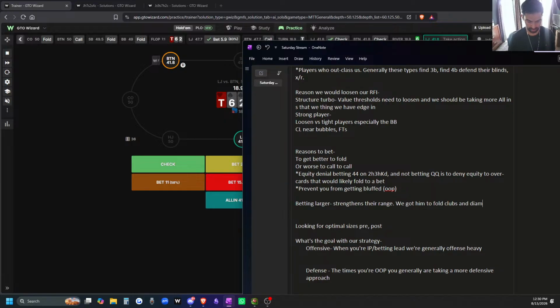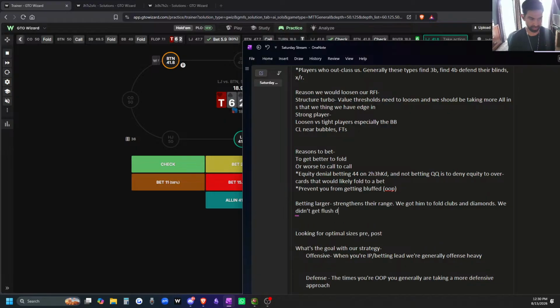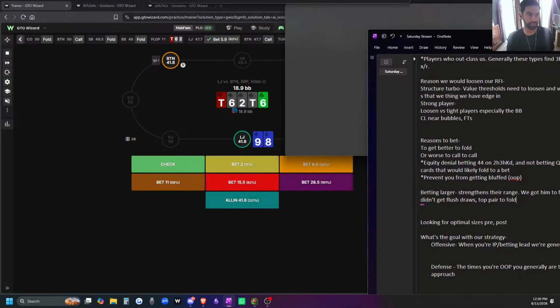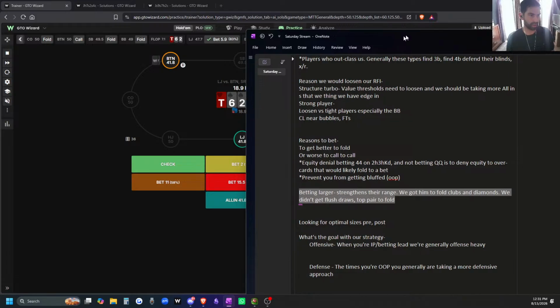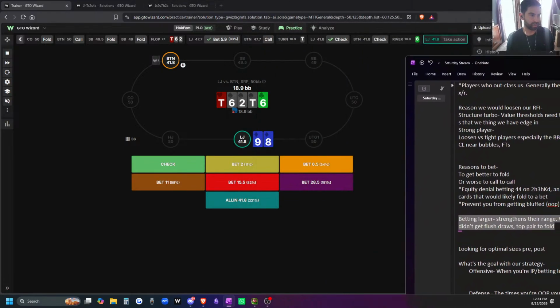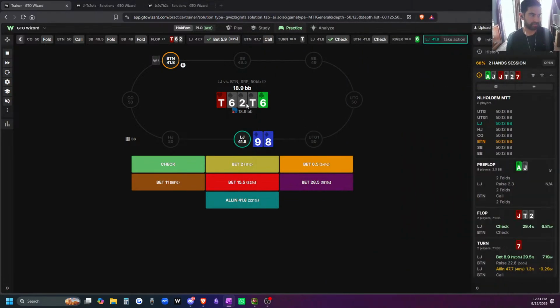So it's not like he's calling a large bet with a hand like 7-8 or 8-9 of clubs or diamonds. He would only be calling that to a small sizing. So putting money in against a range that we've already targeted usually is not a good idea. I think you covered everything pretty much. So yeah, betting large.